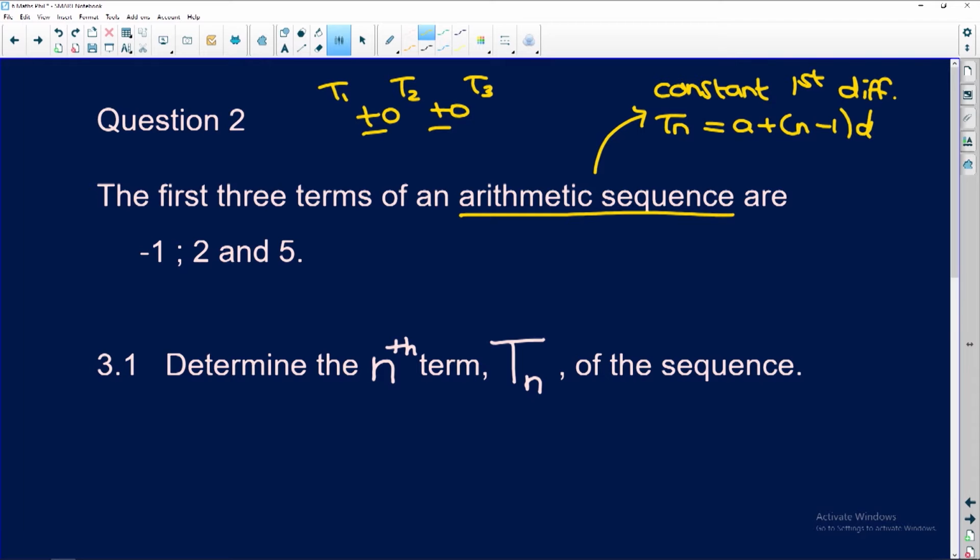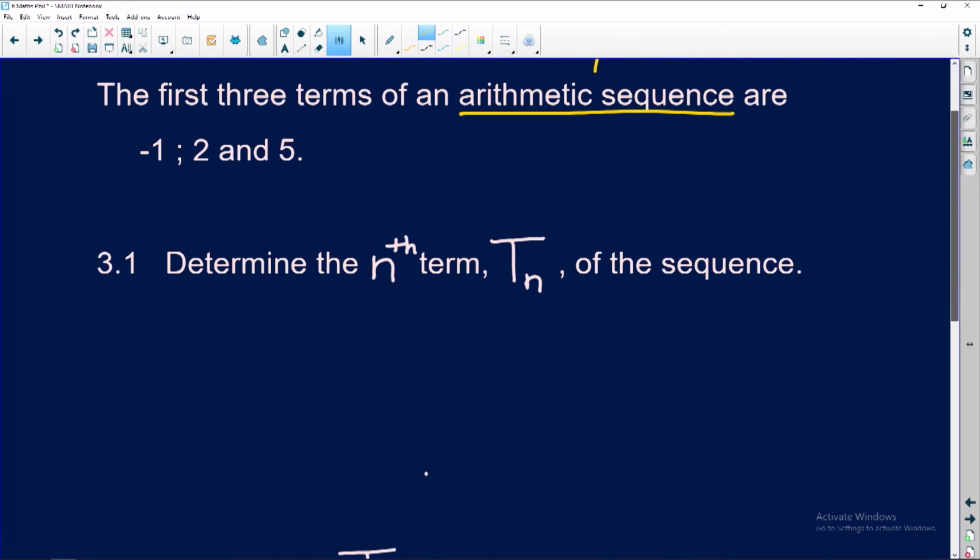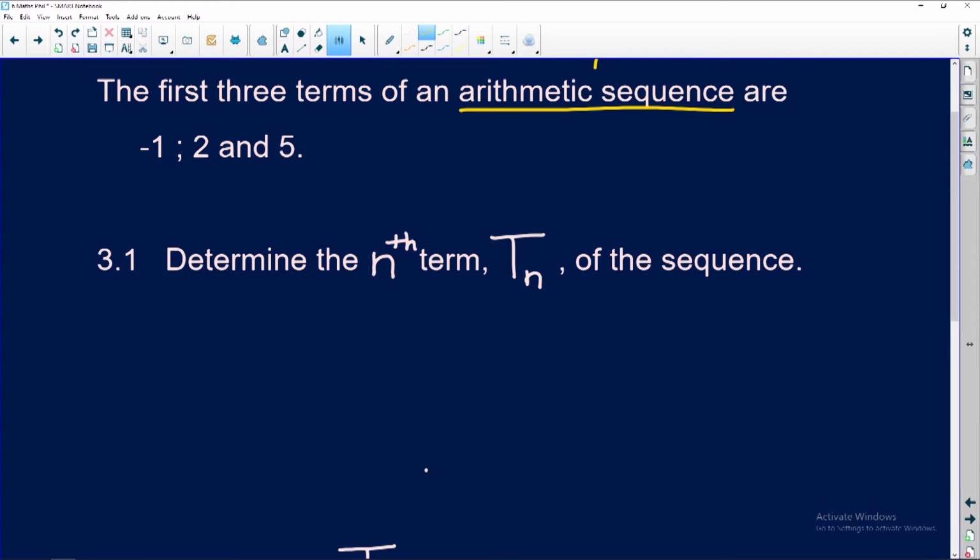Okay, so let's take a look at the questions. The 3 terms are negative 1, 2, and 5. So that constant first difference: 2 minus negative 1 is 3, and 5 minus 2 is 3. So we know that the difference is 3. We also know that a is the first term, and that is negative 1. Those are the important things with our arithmetic sequence.